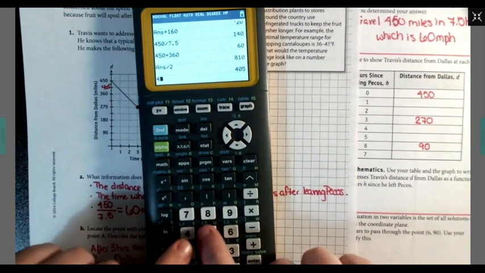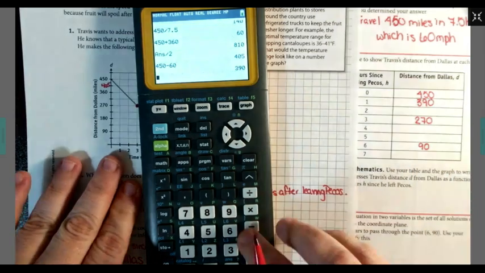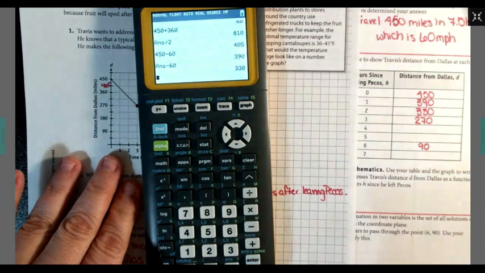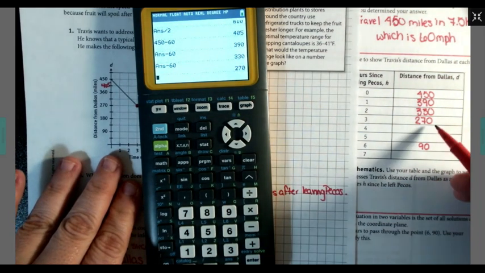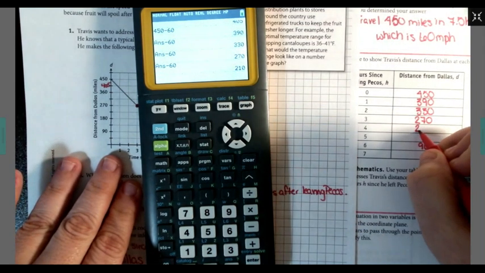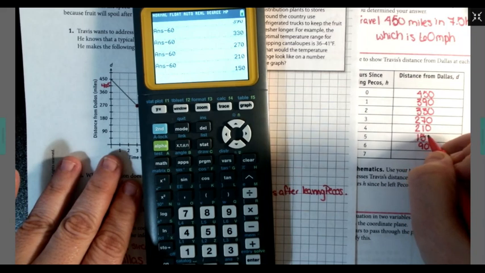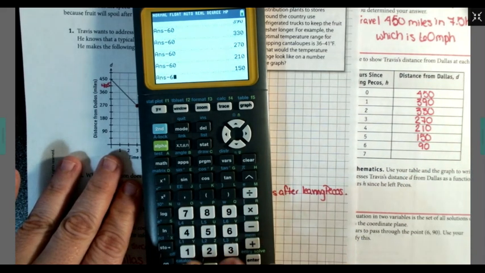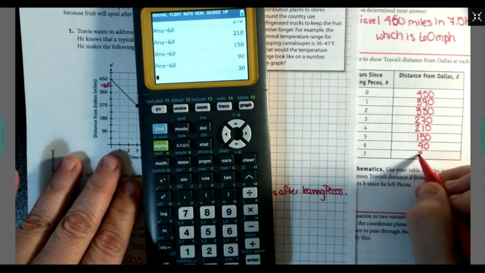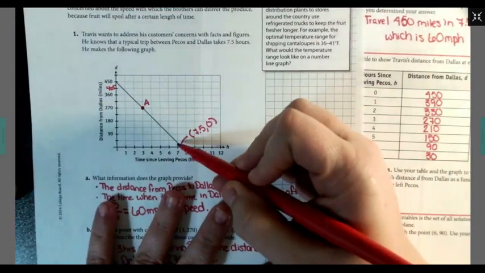So let's take a look. 450 minus 60 is 390. 390 minus 60 is 330. 330 minus 60 should be that 270. 270 minus 60 is 210. 210 minus 60 is 150. 150 minus 60 should be 90. And 90 minus 60 is 30. So those are those approximations.